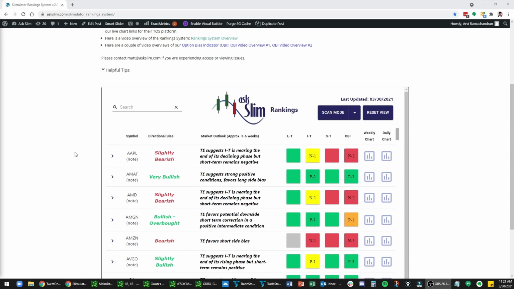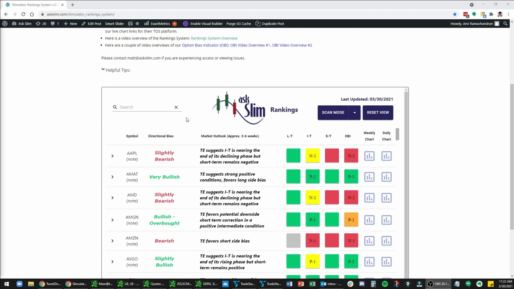And what we have here are 84 of the best traded stocks, futures, and Forex pairs. This is a really useful table because it gives us a sum of the evidence viewpoint on each of these symbols based on our work. And this sum of the evidence is shown in this market outlook here, which is a 3 to 6 week outlook based on all of the indicators and analysis that we use.